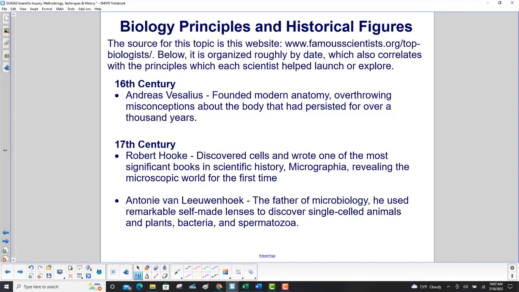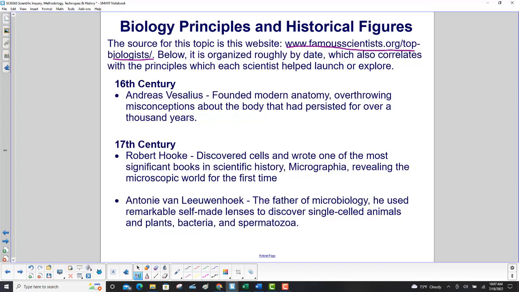The source for this topic, which is Biology Principles and Historical Figures, is this website right here. Below, it is organized roughly by date, which also correlates with the principles which each scientist helped launch or explore. 16th century, Andreas Vesalius founded modern anatomy, overthrowing misconceptions about the body that had persisted for over 1,000 years.